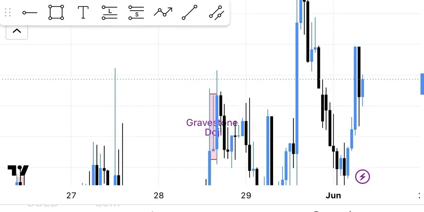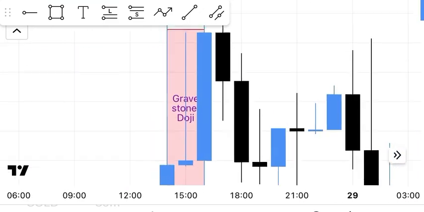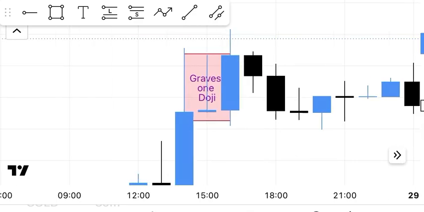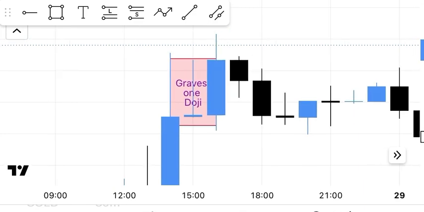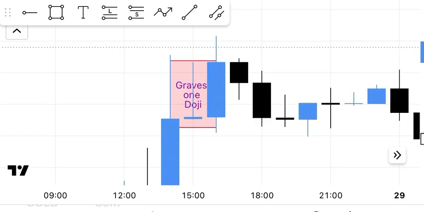Gravestone. We have it here. You can see the candle in the red box is known as the gravestone doji. Now the question is, why is it called gravestone doji?